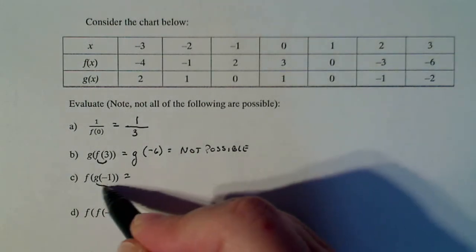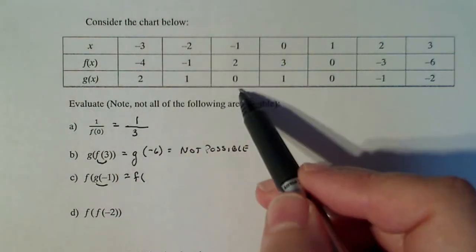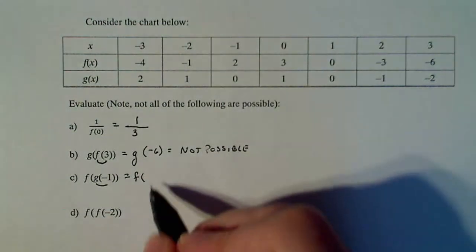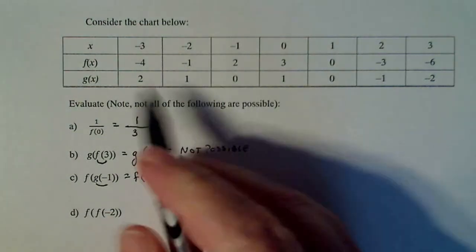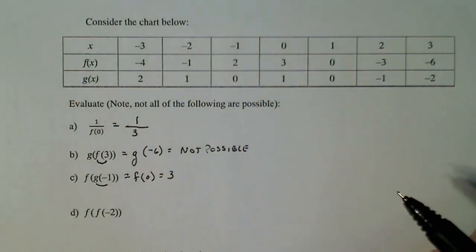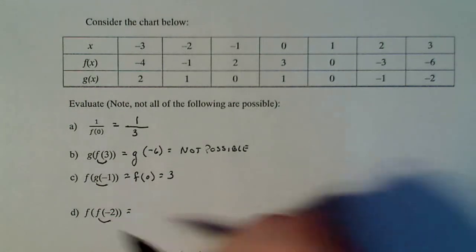All right, so we got to start with g of -1. So go to -1. g of -1 is 0. And then f of 0 is 3. Lastly, f of -2.